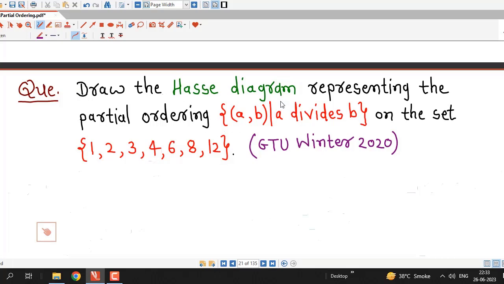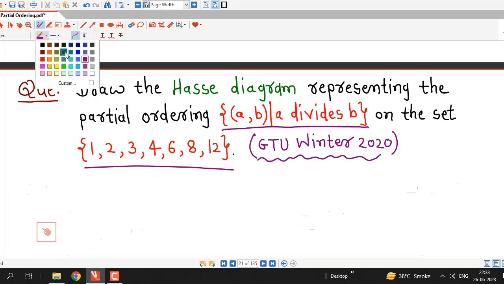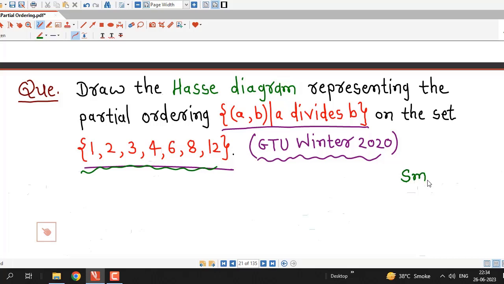So we try to draw the Hasse diagram representing the partially ordered set (A, B) such that A divides B on the set 1, 2, 3, 4, 6, 8, 12. And this question was asked in the GTU Winter 2020 exam. Now to draw the Hasse diagram of a given partially ordered set, the first thing is we have to represent each point of a given partially ordered set by a small circle or by a dot. So we can represent each point by a small circle, or we can use this type of dot also.